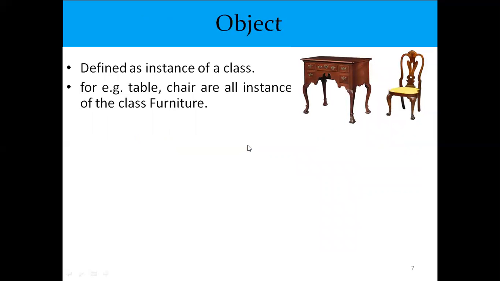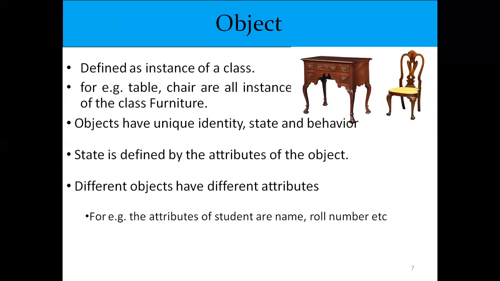An object is a real world thing or an entity that is tangible or intangible. An object consists of properties and also behavior. There is another definition: it is defined as an instance of a class. For example, table and chair are instances of the class called furniture, where furniture is a class, and table and chair are called objects. Objects have a unique identity, state, and also behavior. Every object has different behavior and different characteristics.